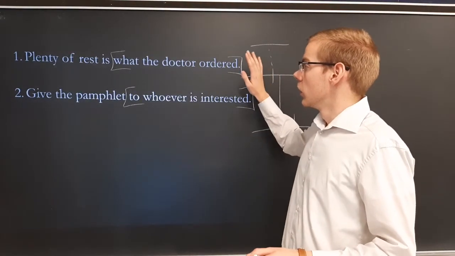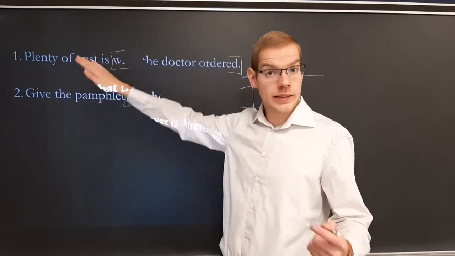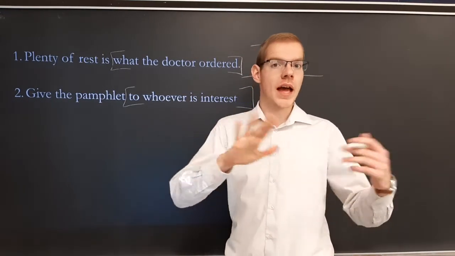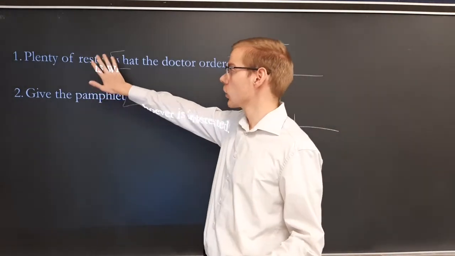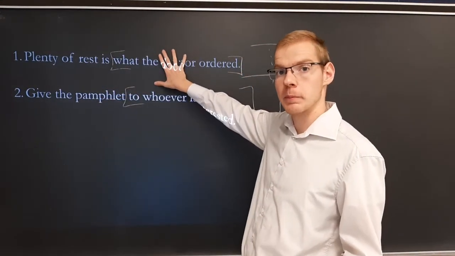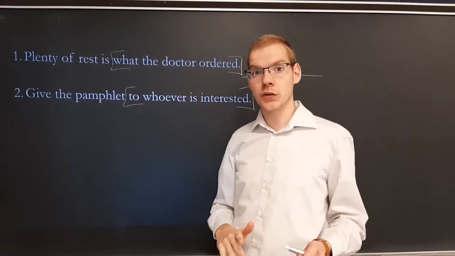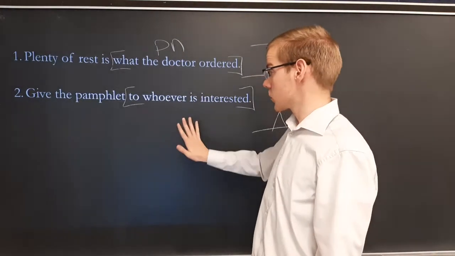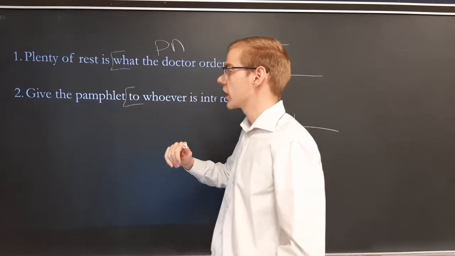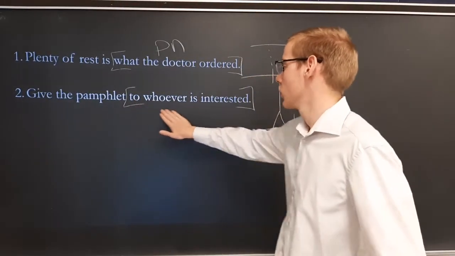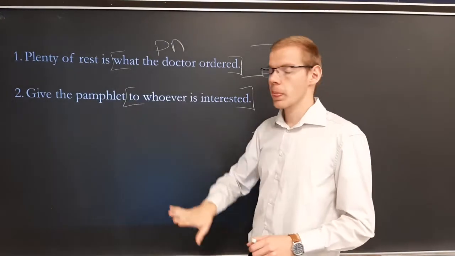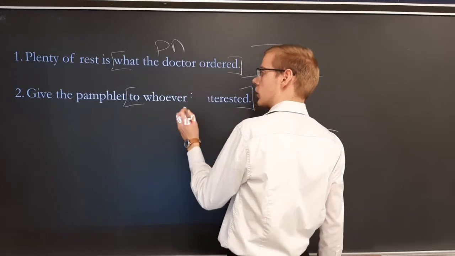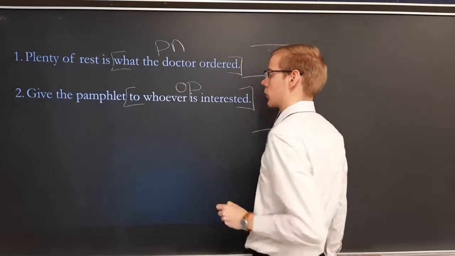So, "is" is a linking verb, therefore we cannot have a direct object. Direct objects go with action verbs. Since this is a linking verb, this has to be a predicate nominative. So you'd write PN on top. Now the next one, give the pamphlet to whoever is interested. To is a preposition, therefore this entire thing functions as an object of the preposition.